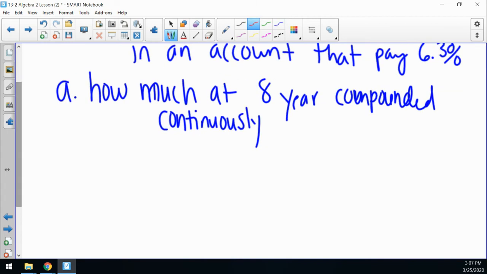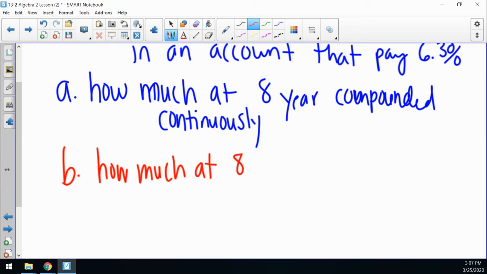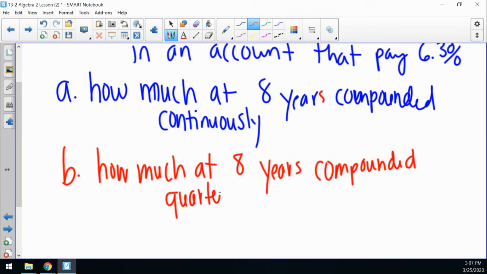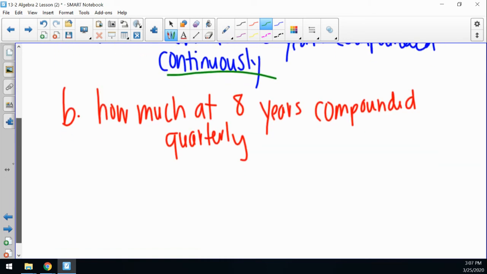And part B is how much is in there after 8 years compounded quarterly, okay? Now what's the difference? Obviously, compounded continuously means that it's compounding all the time, right? And compounded quarterly means we're only compounding it 4 times a year, right? Okay, so these are the 2 different types of problems.